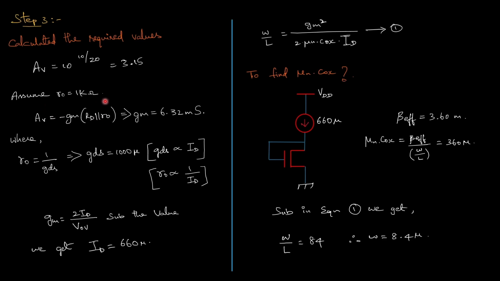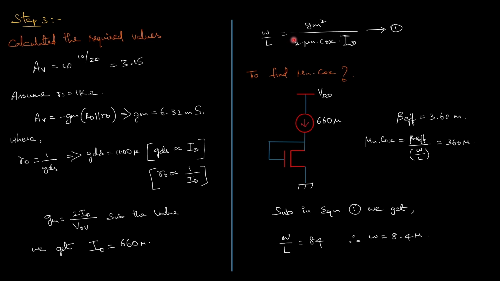Here we are assuming the output resistance to be 1 kilo ohm and our load resistor is 1 kilo ohm. So by substituting these values in this equation, we get gm to be 6.32 millisiemens. In order to achieve the output resistance of 1 kilo ohm, we need gds to be around 1000 microsiemens. Using the chosen overdrive voltage, we calculate the drain current and we found our drain current to be 660 microampere.